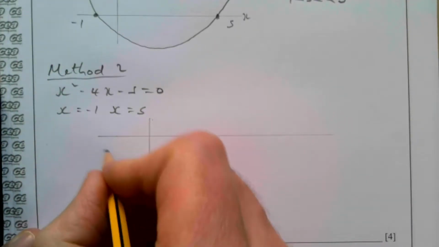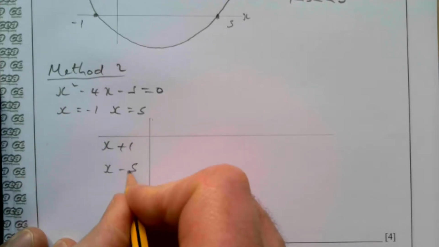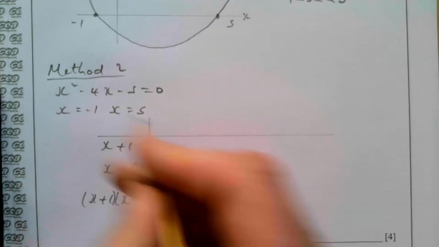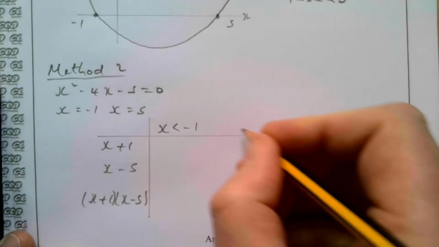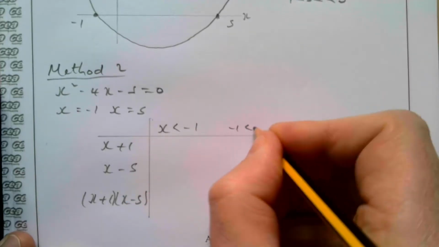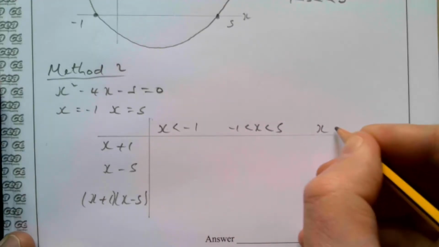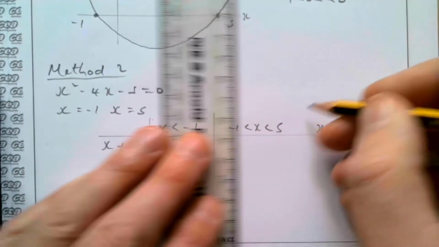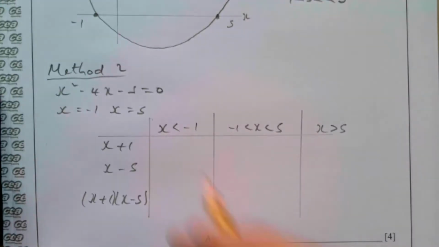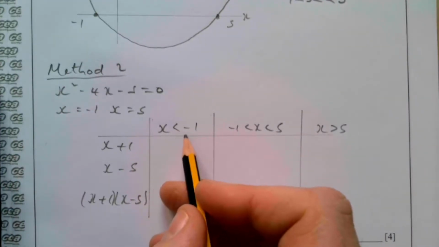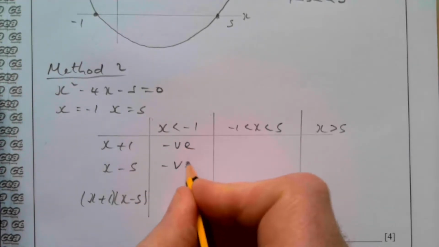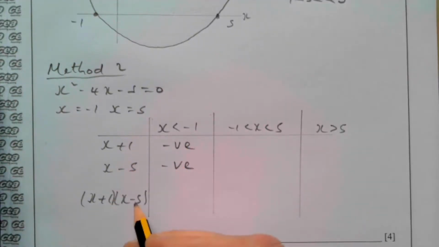So x plus 1, x minus 5. Anything less than minus 1, anything in between minus 1 and 5, and anywhere where x then is greater than 5 are the bits that I want. I pick a number less than minus 1, for example minus 2. That's negative. That's negative. And negative times a negative, because I'm multiplying this by this, gives me a positive.